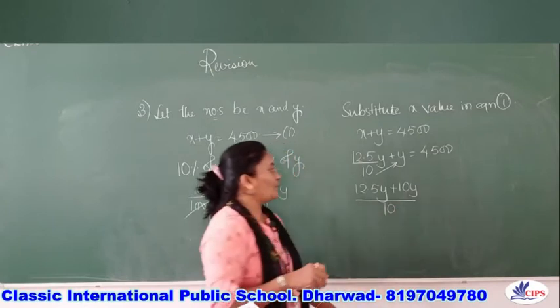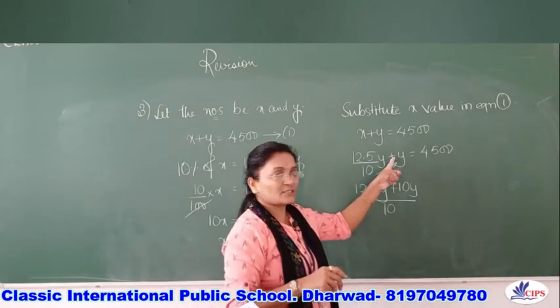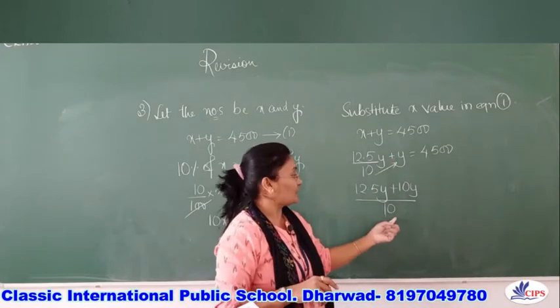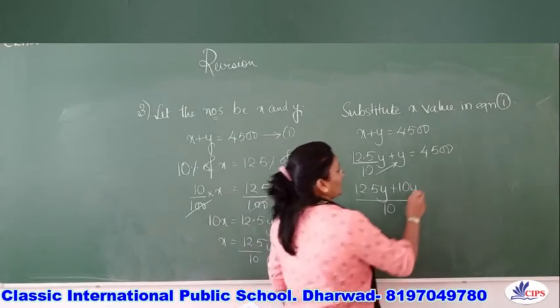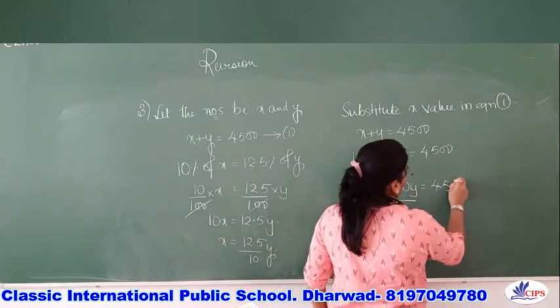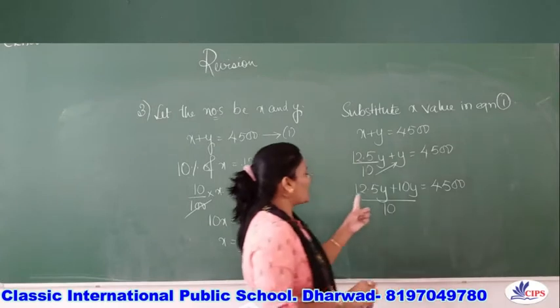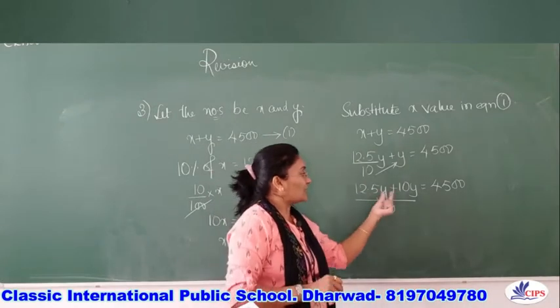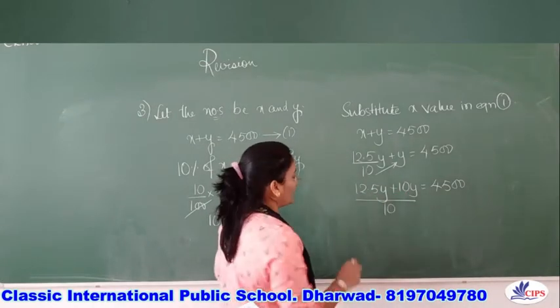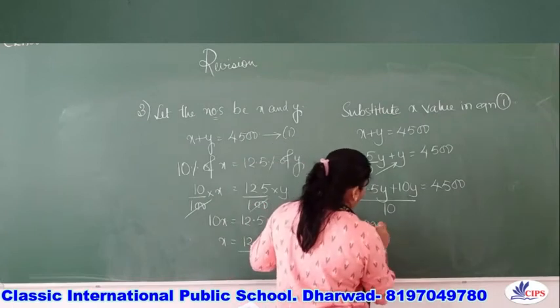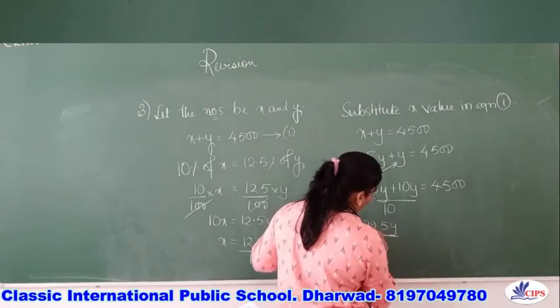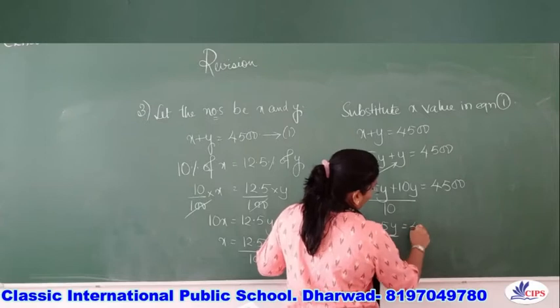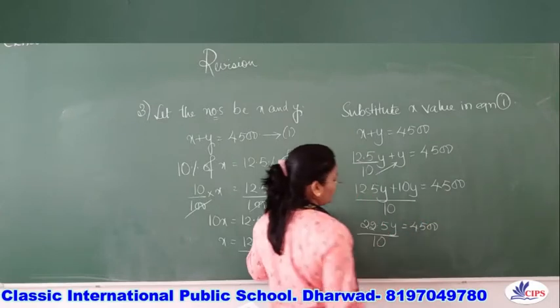As I have told you, when you are cross multiplying and when you have got plus or minus sign, you have to take the denominator like this. Now here I will write 4500. Now when you add this 12.5y and 10y, both are like terms because you have got the same variable, you get 22.5y by 10 is equal to 4500.